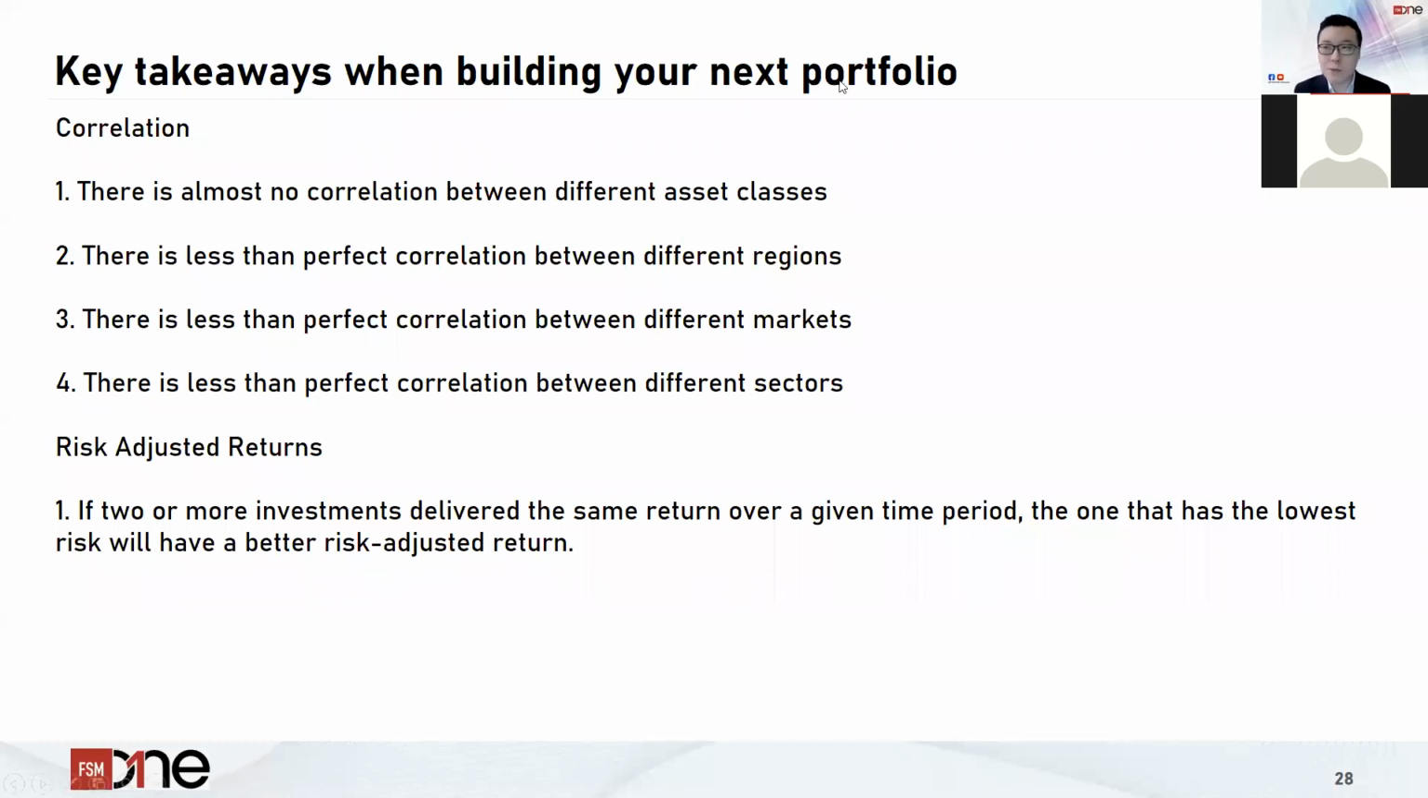Key takeaways when building your next portfolio: correlation. In terms of correlation, there's almost no correlation between different asset classes. There's less than perfect correlation between different regions, markets, and sectors. And risk-adjusted returns: if you put 2 or more investments that deliver the same return over the same time period, the one that has the lowest risk will have better risk-adjusted return and is better for investors.